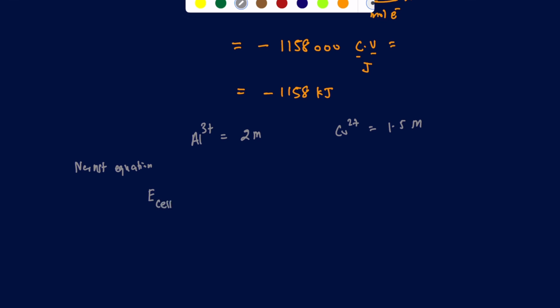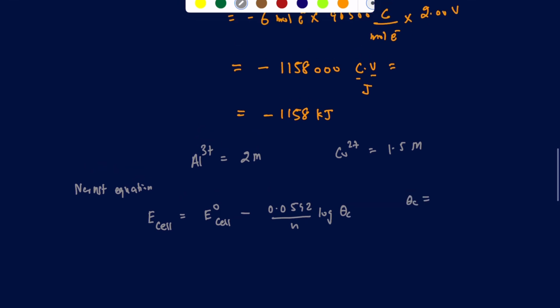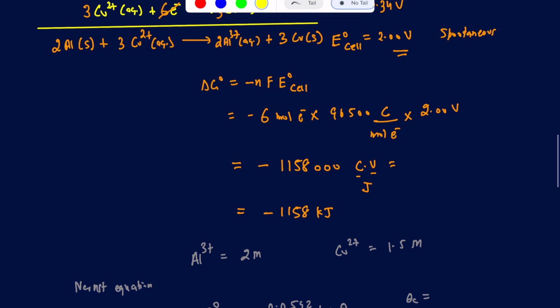So in that case, the E of the cell is going to be equal to E standard of the cell, minus 0.0592 over n, times the log of the reaction quotient. For the reaction quotient, let's go back up and look at the overall reaction. In the overall reaction, you're seeing aluminum 3 plus on the product side and copper 2 plus on the reactant side. We're not going to include any of the solids, because remember, in equilibrium constant expressions, you do not include solids and liquids.